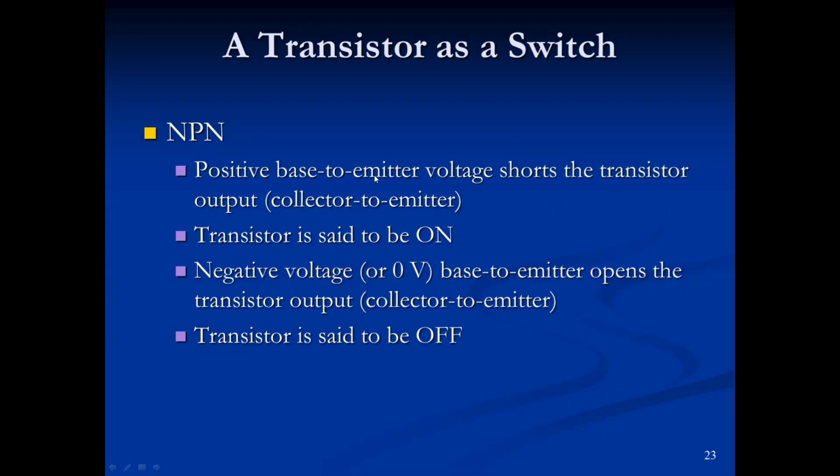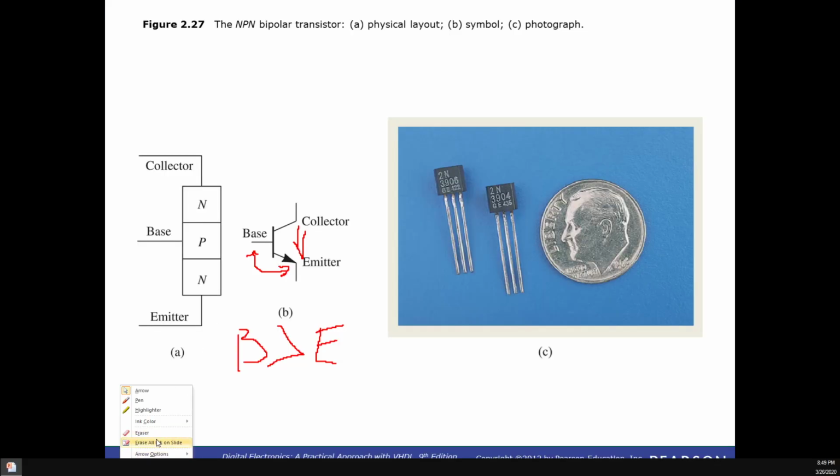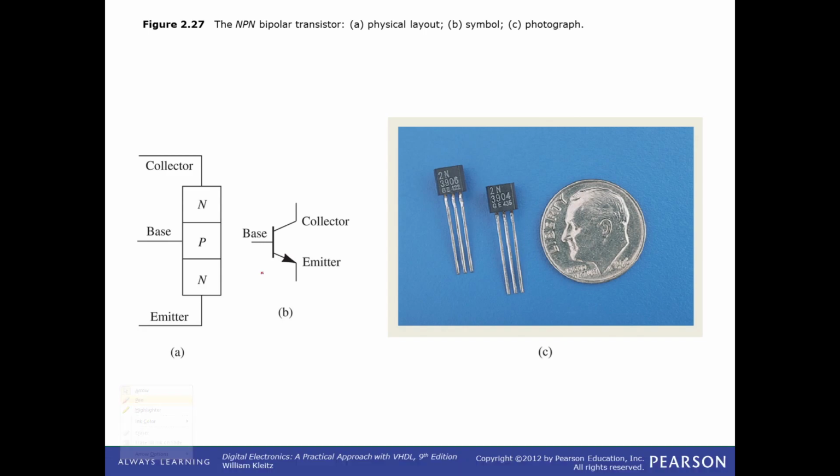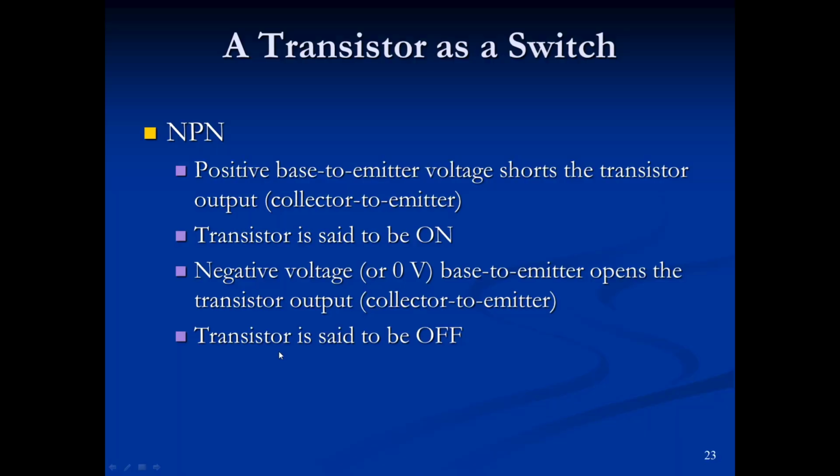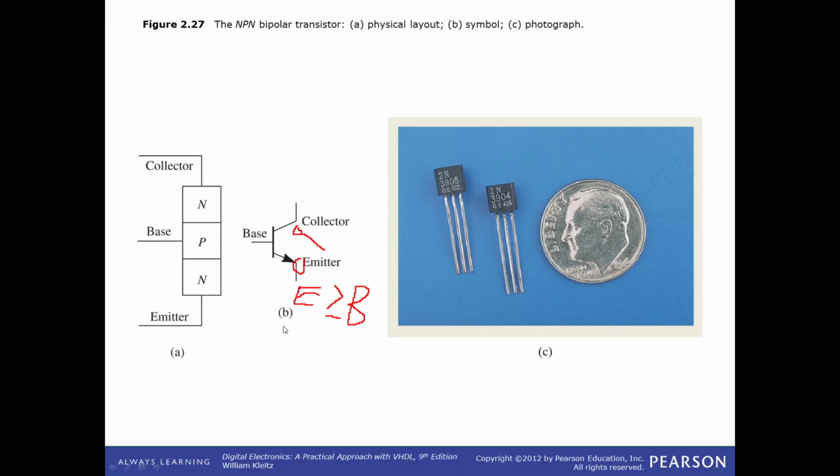When this happens, the transistor is said to be on. A negative voltage or zero voltage between the base and emitter opens up the transistor output. So if the emitter here is greater than or even just equal to the base, if the base is not greater than the emitter, then it's going to open up that switch between the collector and emitter and create an open circuit. And in that case, the transistor is said to be off.